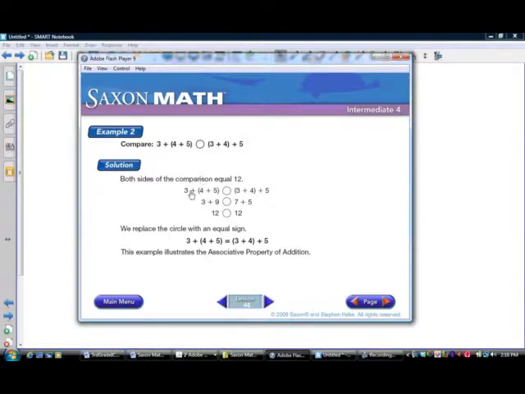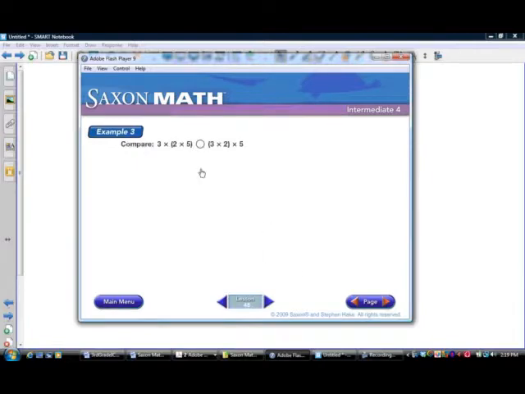And I want you to think, both of these problems had the same numbers, but two were associated on one side and a different set were associated on the other side. But did it affect the answer? No, it did not. Now that doesn't work for subtraction or division, but it does work, you will see, for addition and multiplication. So now let's take a look at a multiplication problem that shows the associative property.